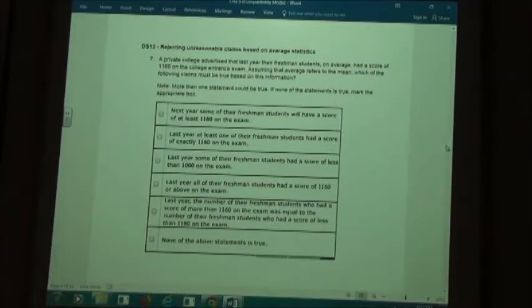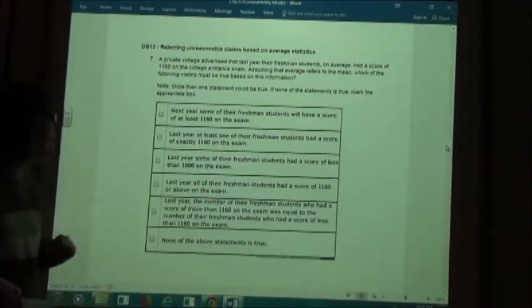Last year, at least one of the freshman students had a score of exactly 1,160. Do we know that for sure, or is that just a guess? Do we know that somebody had exactly 1,160 just because the mean was 1,160? No, we don't, right? Somebody might have had that score, but we don't know that. The mean is just the average, so that doesn't mean somebody had exactly that. So that one is not true for sure. So we can't say that's true.